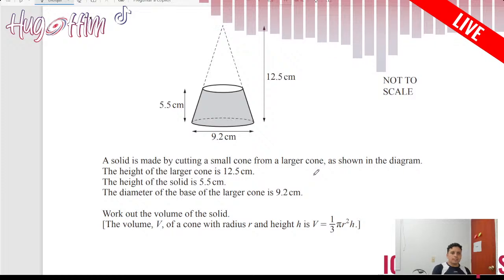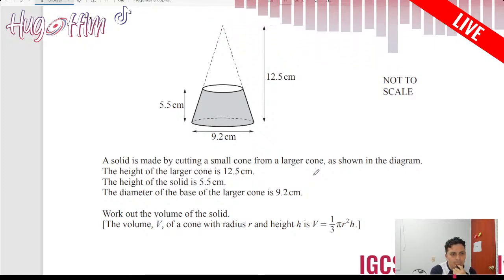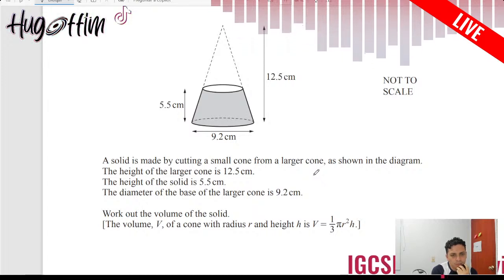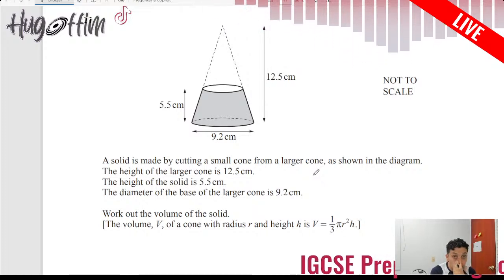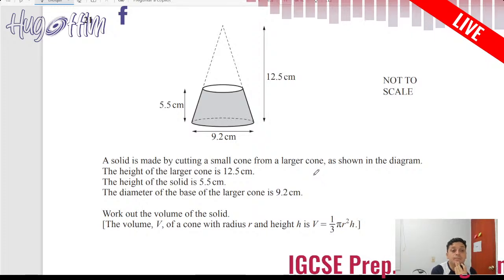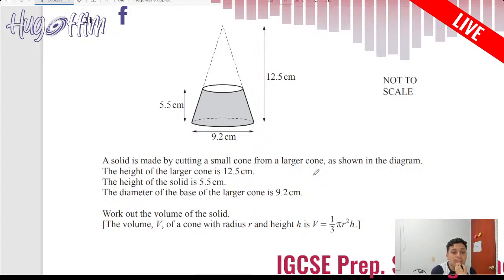A solid is made by cutting a small cone from a larger cone as shown in the diagram. The height of the larger cone is 12.5. The height of the solid is 5.5. Okay, the diameter of the base of the larger cone is 9.2. Work out the volume of the solid.